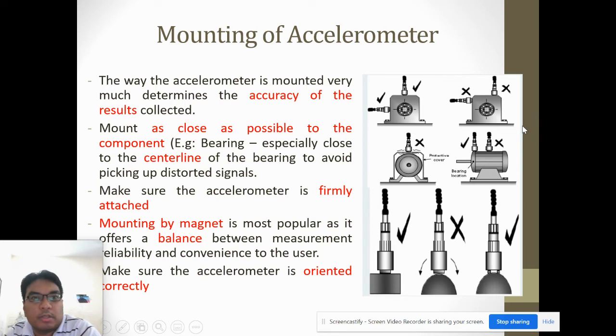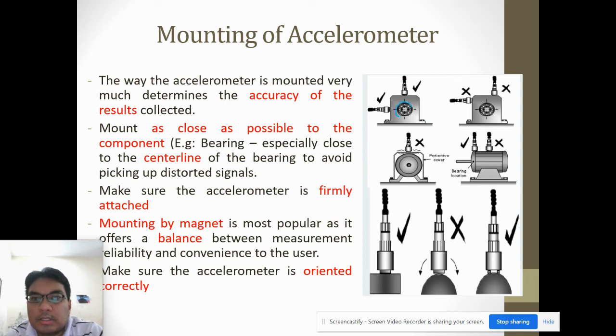Okay, the next one is on the mounting of the accelerometer. It is important for you to understand the method of mounting your accelerometer. The way the accelerometer is mounted very much determines the accuracy of the results collected. So mount it as close as possible to the component. For example, if you have a bearing, mount it especially close to the center line of the bearing to avoid picking up a distorted signal. So for example, you have this motor.